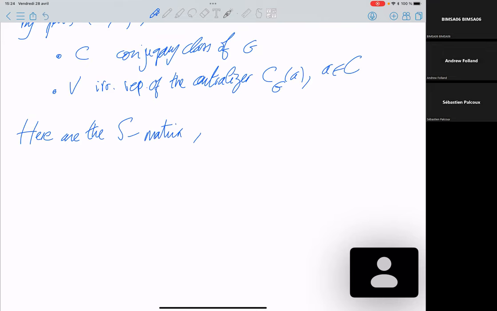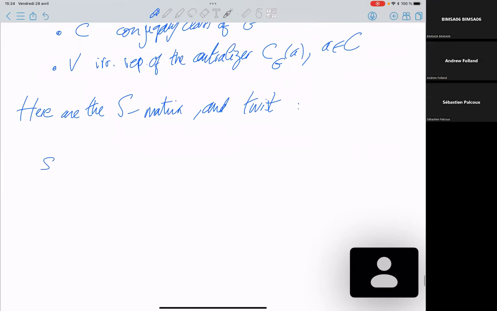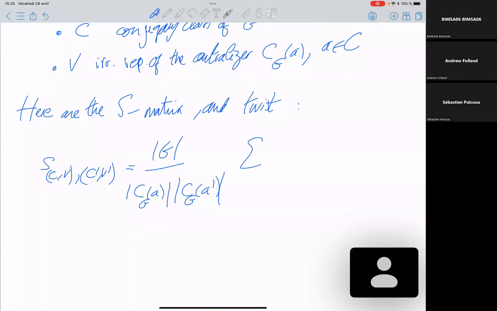And the twist also. So the S matrix is given like that. Here are the entries. You have two such pairs. So the order of the group divided by the order of the centralizer of a times the order of the centralizer of a prime, with a in C and a prime in C prime, sum over g in some set we will define after that, of the trace on V of g a prime g. Anyway, we don't need to remember this formula, just to show that such a formula is possible and exists.